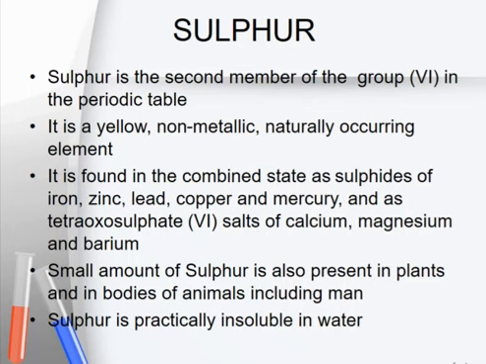Sulfur is the second member of group 6 in the periodic table. Unlike the first member, oxygen, which is a gas, sulfur is a solid.